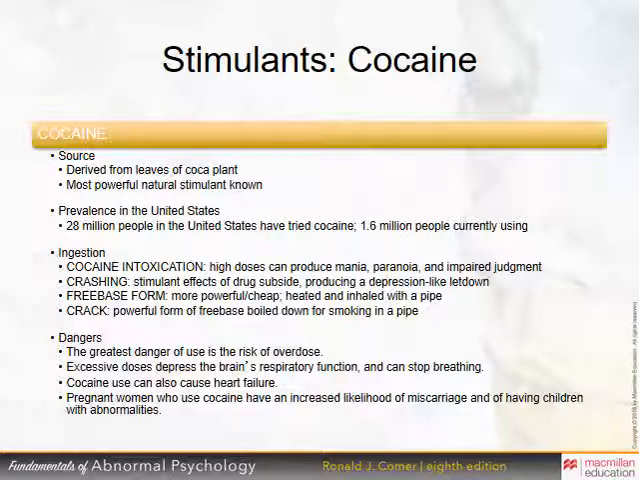Freebase refers to the more powerful and cheap form of cocaine. It's typically heated and inhaled with a pipe. Crack refers to a powerful form of freebase that's boiled down for smoking in a pipe. The dangers here are great. The greatest danger is overdose. Excessive doses depress the brain's respiratory function, so a person can stop breathing. And cocaine use can also cause heart failure. Pregnant women who use cocaine have an increased likelihood of miscarriage and of having children with abnormalities.